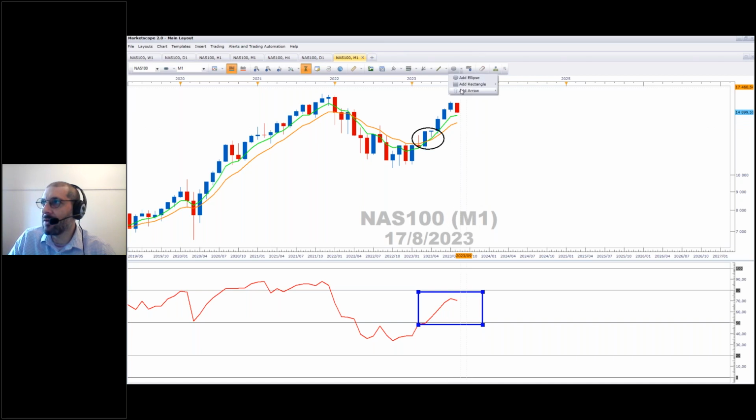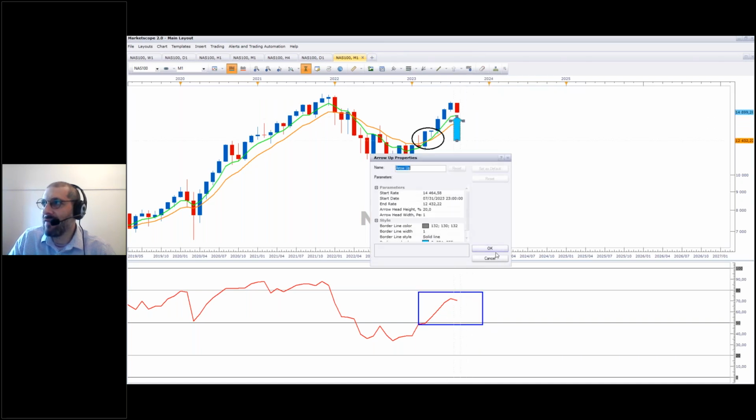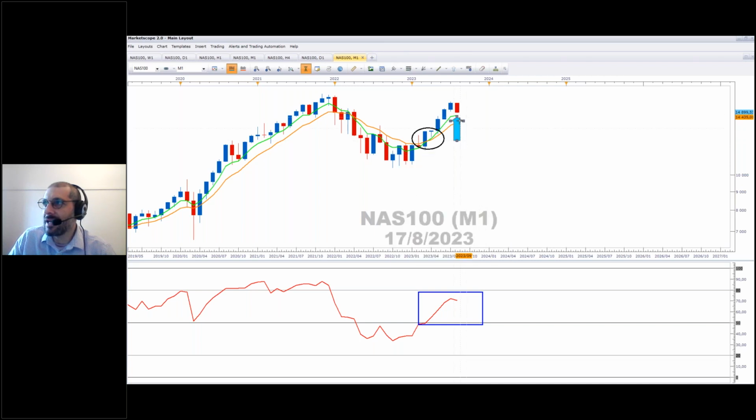Take a look at what's happened in August. Well, we've got this heavy sell down. In fact, this is a bearish engulfing pattern on the monthly. I'm not certain it's going to end as a bearish engulfing.